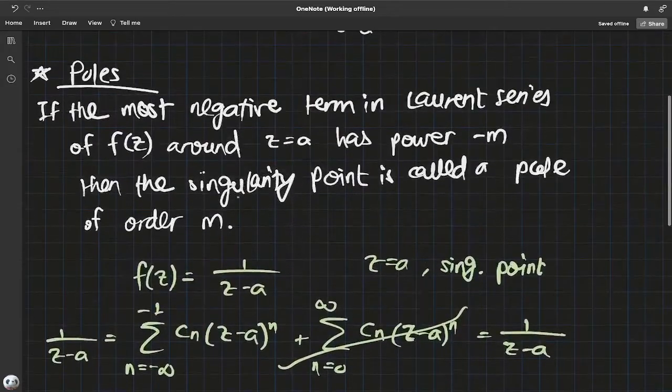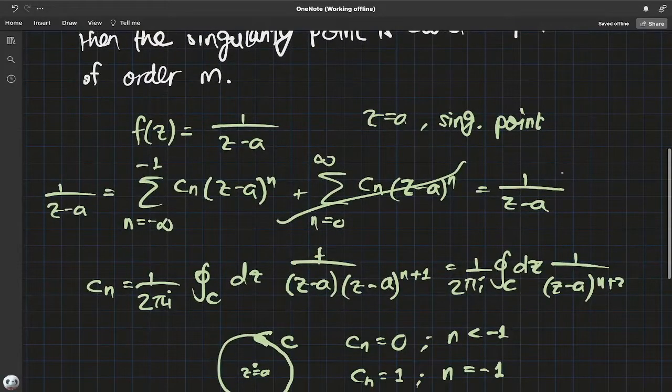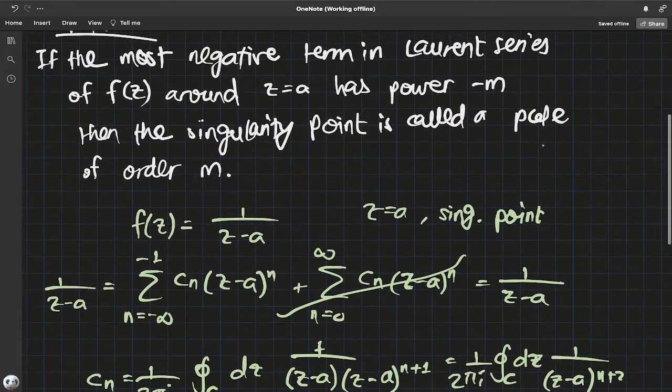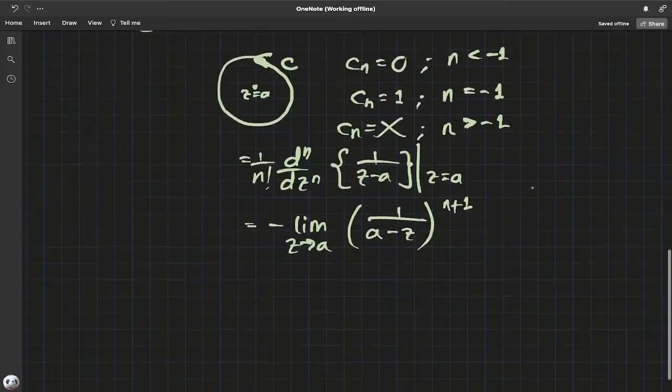I may not have framed this properly. All I want to say is, if the magnitude of the power of this polynomial part in the denominator is say m, then that's the order of the pole. You want to find the highest in magnitude power of these negative polynomial terms.